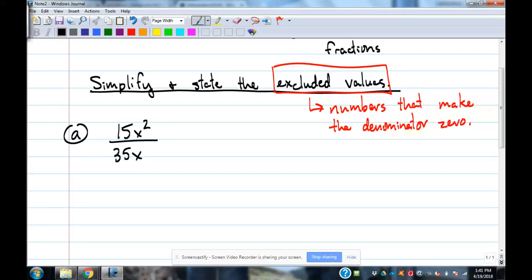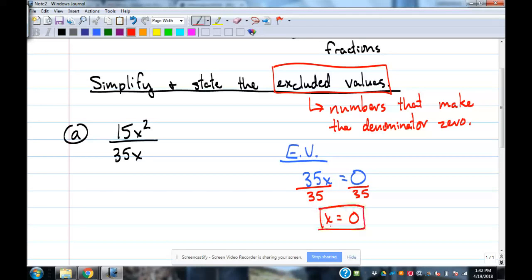So when you're finding excluded values, I usually just abbreviate those EV for excluded value. You just take the denominator straight the way it is, and you set it equal to 0. And you're going to solve that equation. Sometimes that's going to be an easy one-step equation, just like this one is. How do we get x by itself? Divide by 35, we've got x by itself. What's 0 divided by 35? 0. The only excluded value we have for this problem is 0.